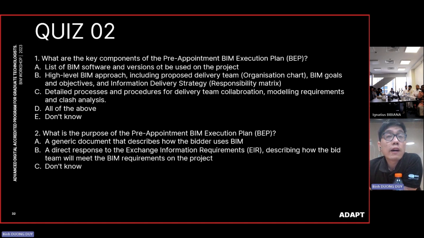So let's move to question 2. What is the purpose of the pre-BEP? A is a generic document that describes how the bidder uses BIM. B, a direct response to the EIR, describing how the bid team will meet the BIM requirements on the project. C, you haven't noted yet.